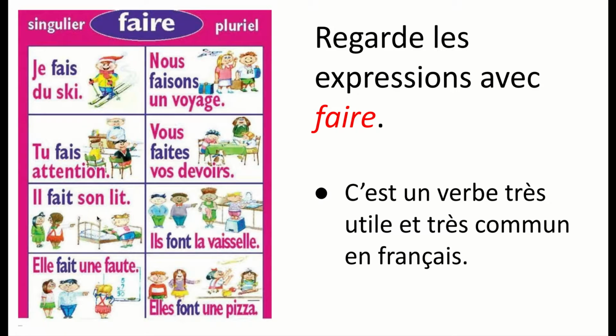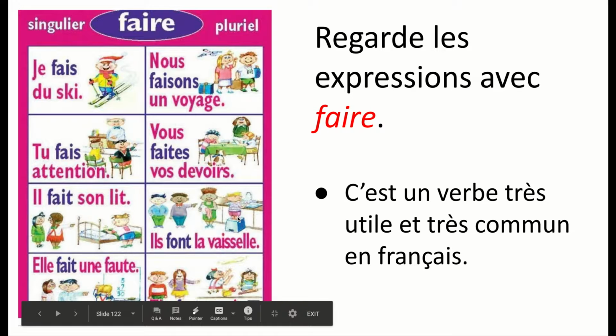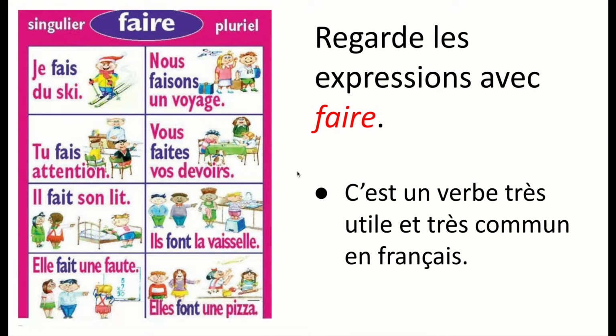The third one down, il fait son lit. Il fait son lit. He makes his bed. Elle fait une faute. Elle fait une faute. Oh, regarde comment. She makes a mistake. Ici, au pluriel, nous faisons un voyage. We take a trip. We make a trip. We're doing a trip. Yes, you could say nous voyageons, okay? But this is another way to say that.